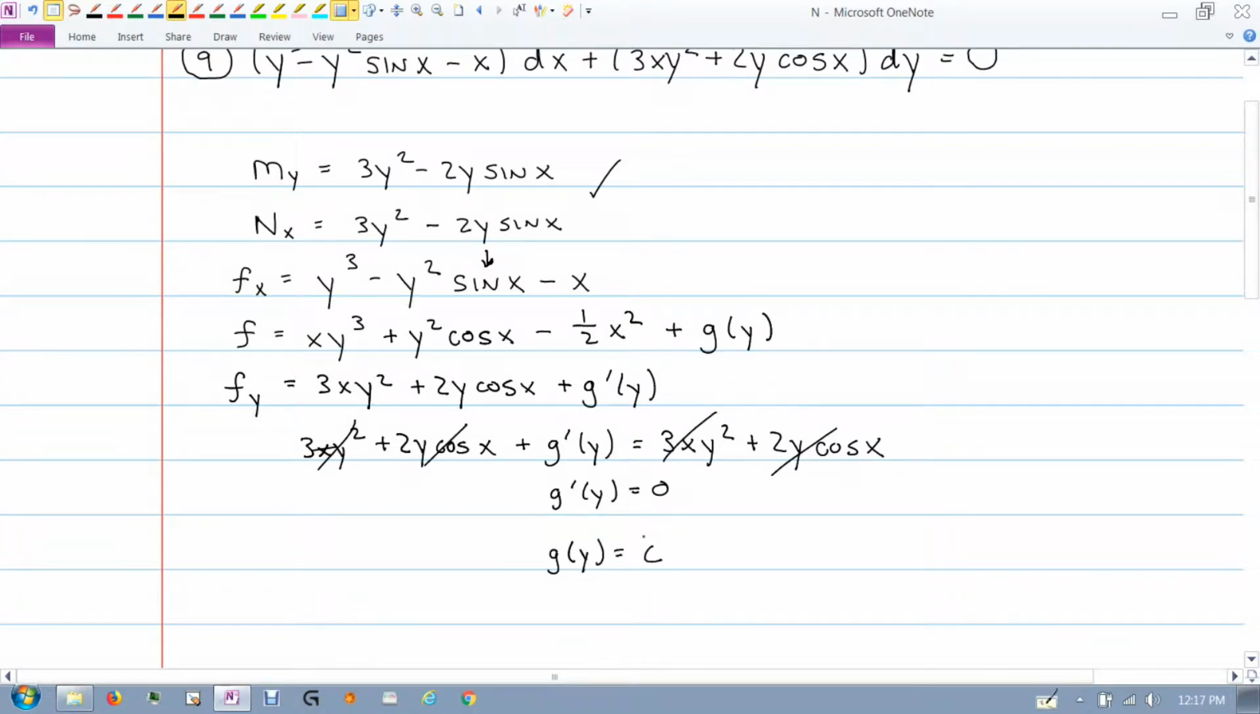But remember, if we get a constant at this step, we're just going to treat it as 0. So that means that the answer is going to be the original function right here, with this g of y being nothing. And we want to say that that equals some constant, and I'll erase that f out there. So that's what we've got right here. That should be our relationship between x and y that would satisfy that differential equation. All right, moving on to number 10.